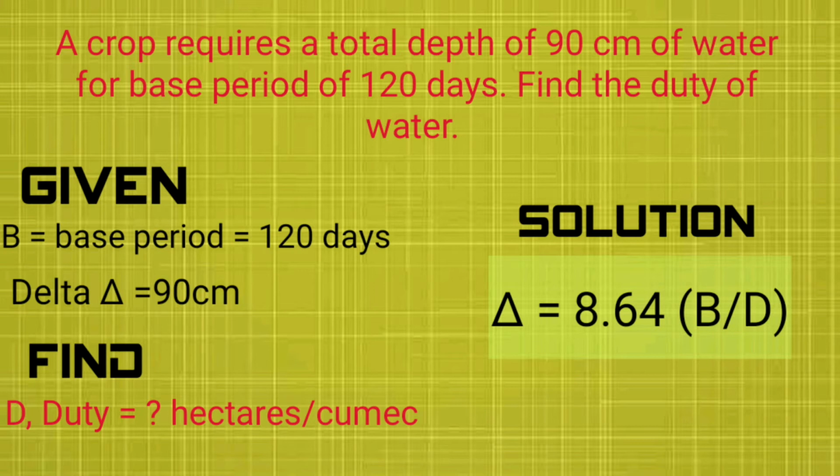So that is, duty of water should be in terms of hectares per cubic meter per second, right? So we know the formula, that is delta is equal to 8.64 B by D, and keep in mind the delta is in 90 centimeter, but the output result, that is duty, should be in hectares per cubic meter per second. So do change the unit conversion for delta and proceed with the problem, because the output should be in hectares per cubic meter per second. Now try to work out the problem.